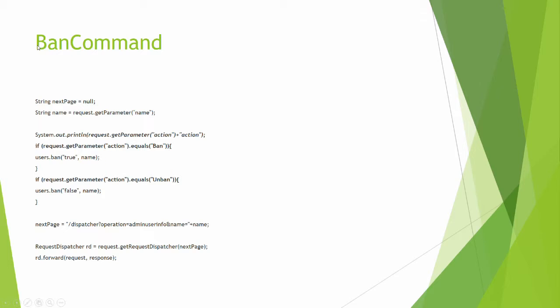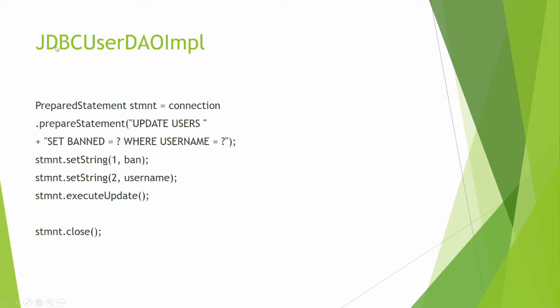When the ban button is clicked, a ban command will be triggered. And then inside the JDBC user DAO implementation, you will update the record and set the ban to ban or unban, depending on the previous state.